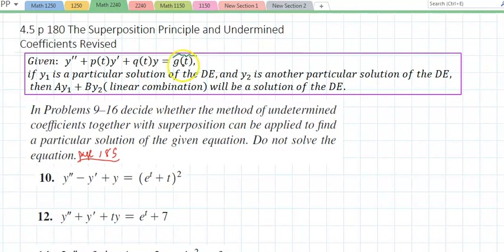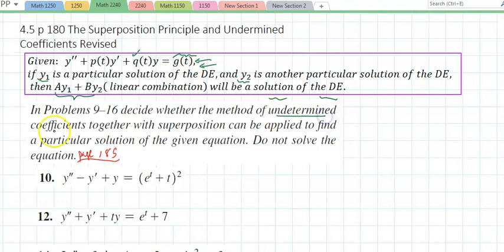So suppose that y sub 1 is a particular solution for g of t, and suppose that y sub 2 is another solution for g of t. Then any linear combination of those two would be a solution of the differential equation, which is this. So I'm going to start off by saying what we can do. On 9 through 16, decide whether the method of undetermined coefficients applies.